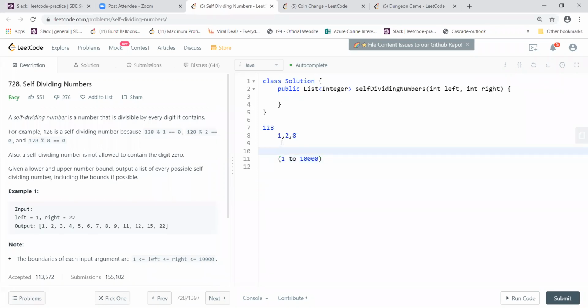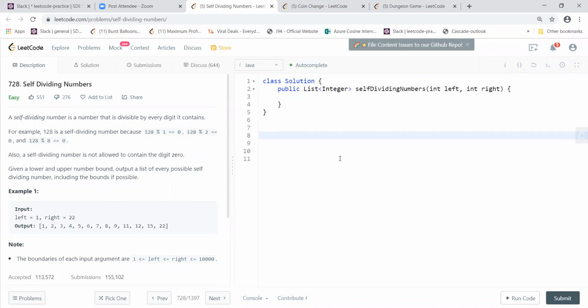The way I approached the first question is, I would take each and every digit by taking the modulo 10 of the number, and then again divide that number, and see if the modulo of that number is equal to 0. Then I would say that this number is a self-dividing number and include it in my list.